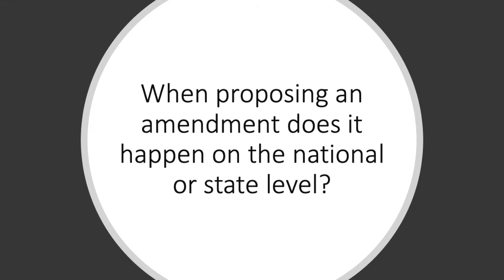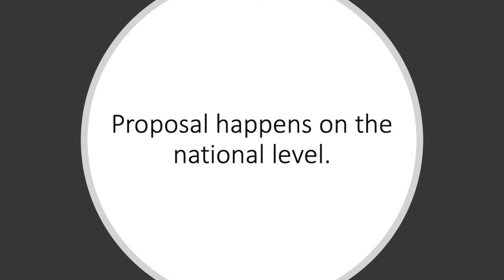Next, when proposing an amendment, does it happen on the national or state level? Proposal happens on the national level. Remember, either 2/3 of both houses of Congress, the Senate and the House of Reps, have to vote yes. That's 67 senators or 290 House members, or a constitutional convention is called by the U.S. Congress at the request of 2/3 of the states.